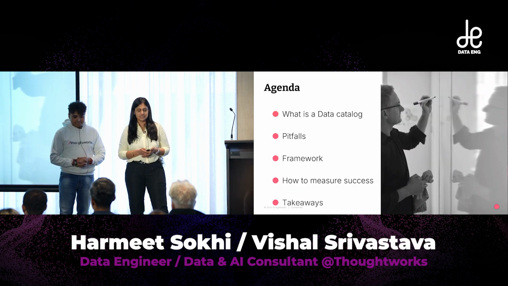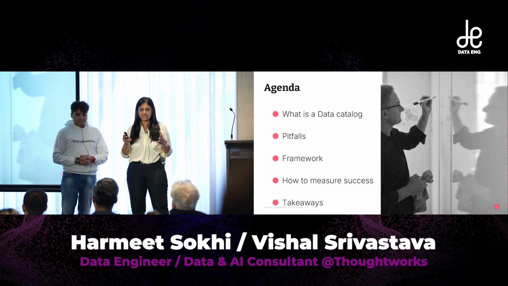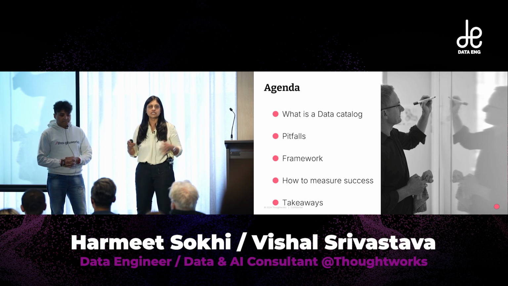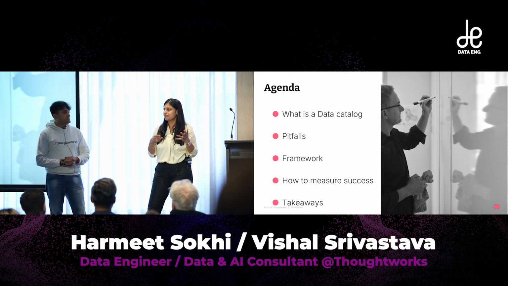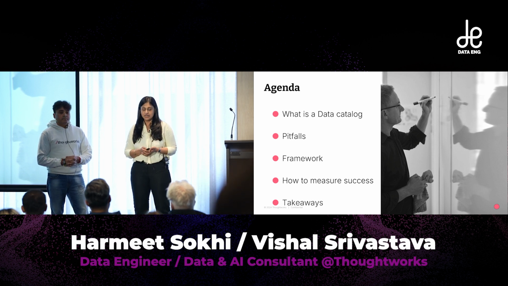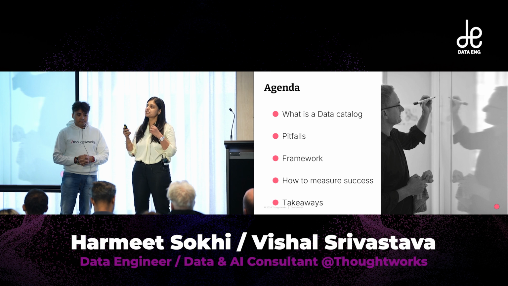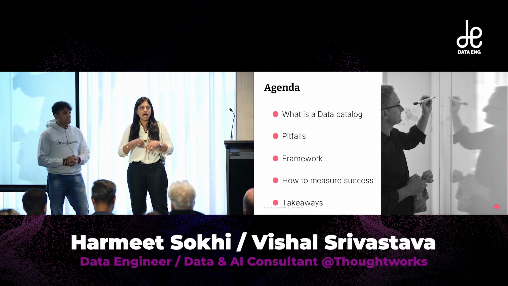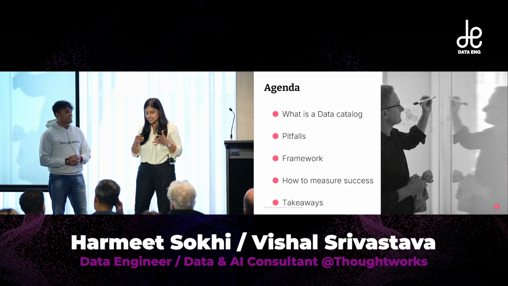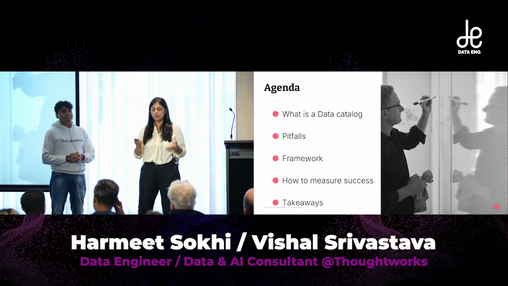So this is our agenda today. We're going to briefly talk about what is a data catalog, why are these data catalogs failing, what is the reason? Do we have any suggestions or theory about making it successful? We'll share some of our thoughts. And then we'll also talk about measuring success of data catalogs. And all this through a story to make it more engaging. Let's hope so. And then finally, wrap it up with takeaways.